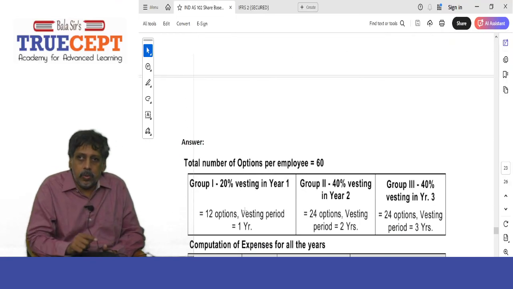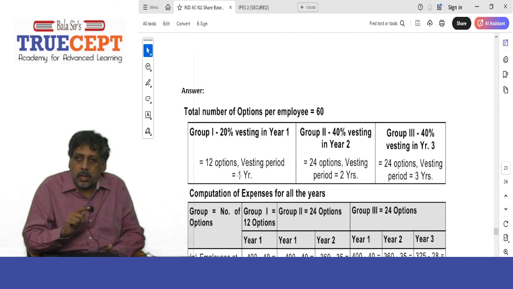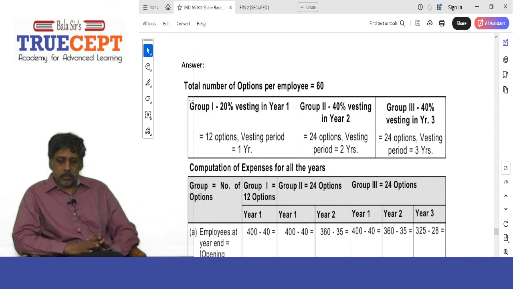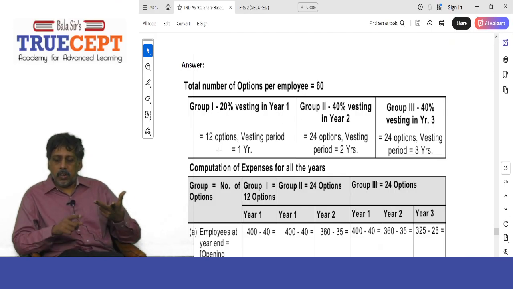Now please refer to the working. The first working is for year 1. Total number of options per employee is 60. So for group 1, it's 20% of 60, which is 12. Then for group 2 it is 40%, which is 24. And for group G3, 40%, it is again 24.